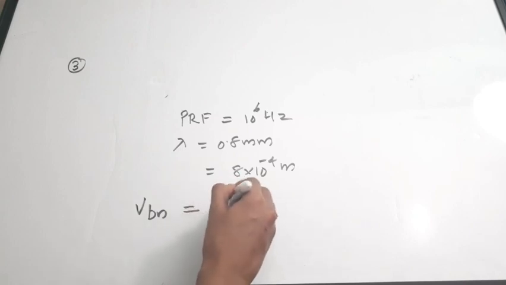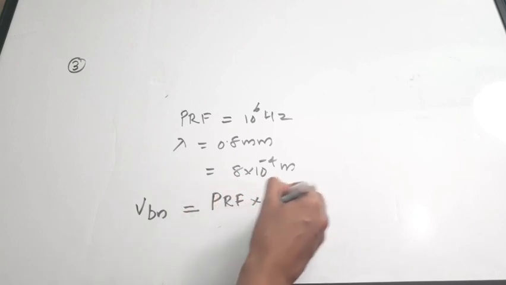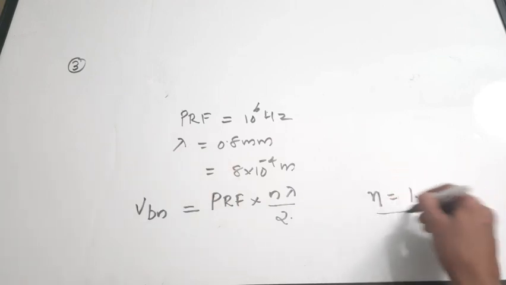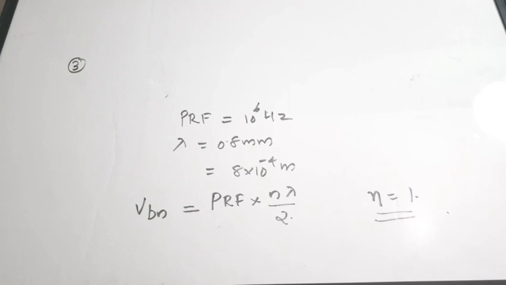And the equation is pulse repetition frequency into n lambda by 2. Okay, we'll take n is equal to 1 and just substitute the other values here. PRF is 10 raised to 6, lambda is given to you, by 2. The value you will be obtaining is 400 meter per second. The correct answer here is option C. 400 meter per second is the correct answer for question 3. Correct option is option C.